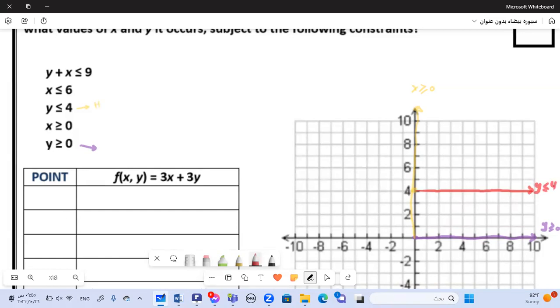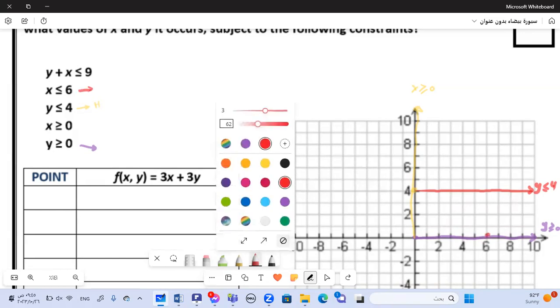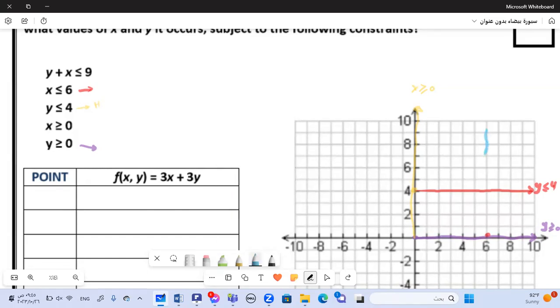Okay, next one, x less than 6. Is it a vertical or horizontal line? At the point 6, we draw the line. It is a vertical line. So x represents a vertical line. You can draw this one only in the first quadrant. Yeah, draw the first quadrant only.